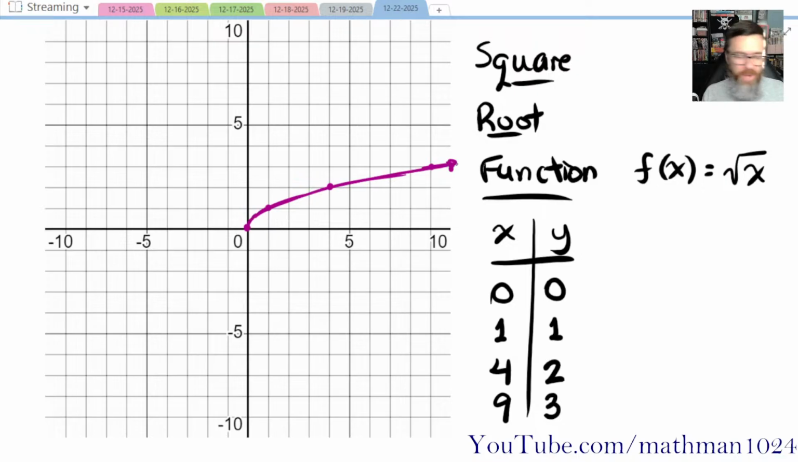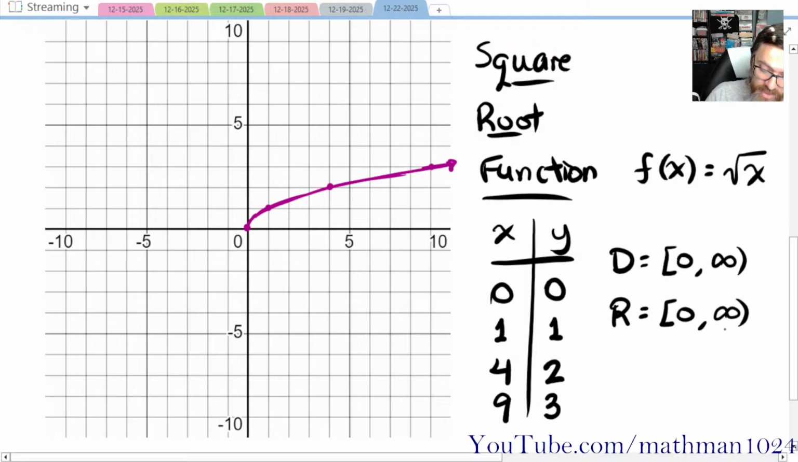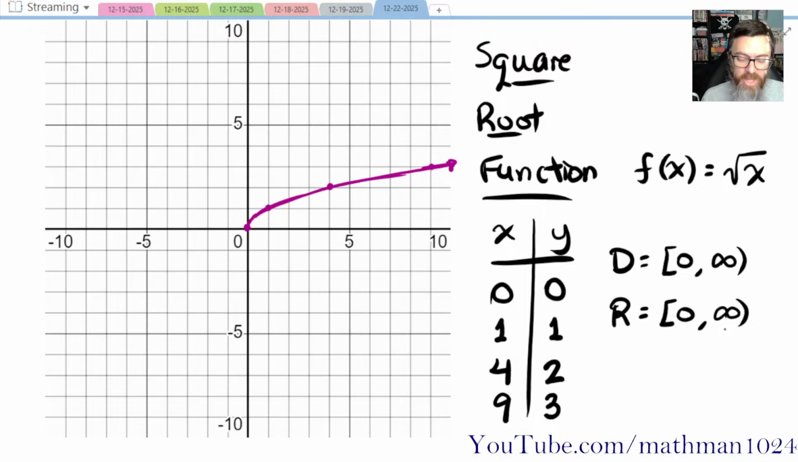So right now we can see that our domain is not all real numbers. Our domain is from 0 to infinity, with a bracket on the 0 because we do have that starting point there at the origin, (0, 0). My range is going to be very similar, from 0 to infinity, because the lowest point we get is there at the origin, and this guy just goes up and up and up forever and ever toward infinity. All right, so that is your square root function.